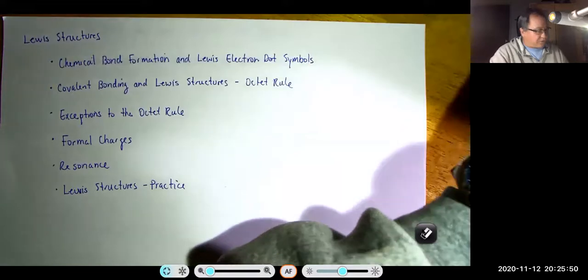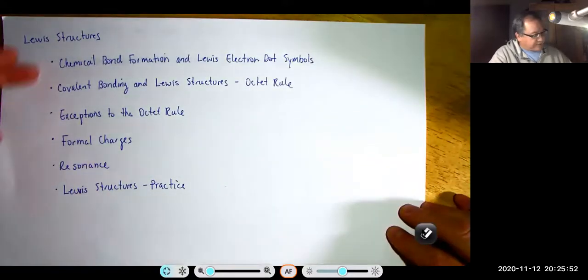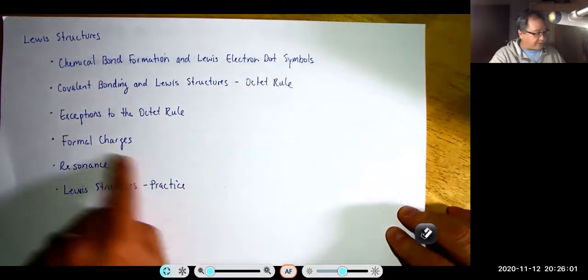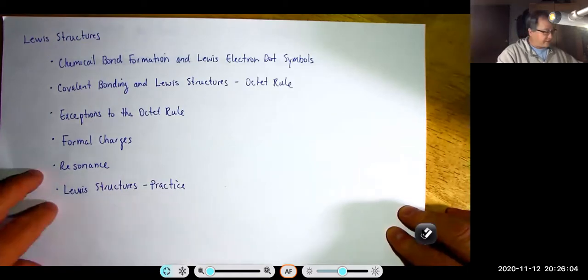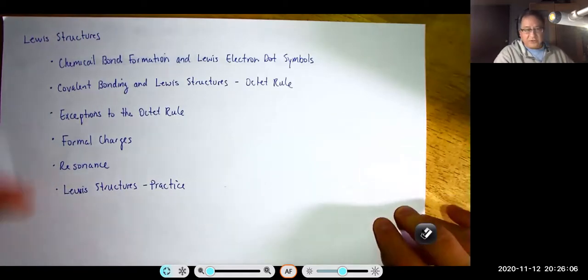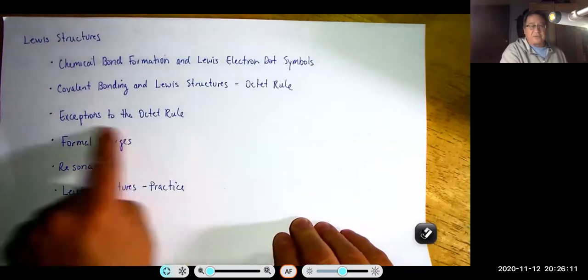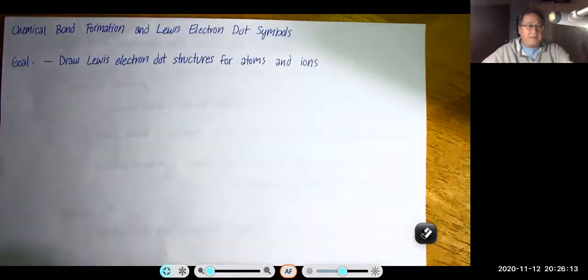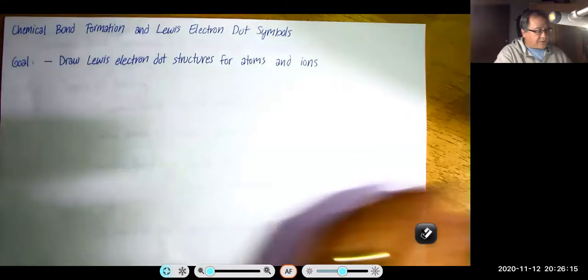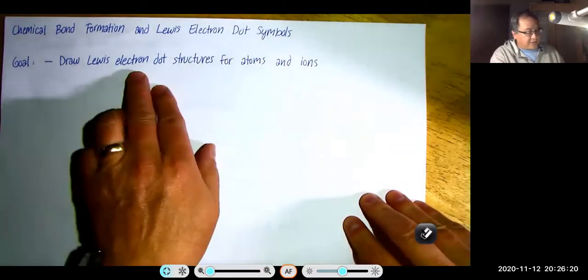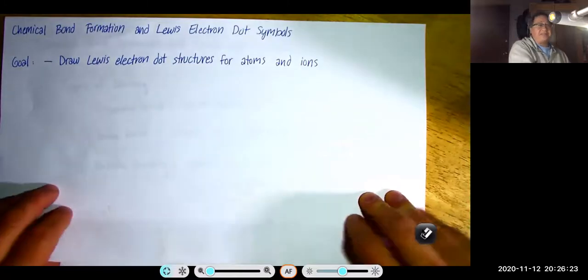For Lewis structures, we're looking at some major sections here. We're going to be looking at chemical bond formation, covalent bonding in Lewis structures, the octet rule, exceptions to the octet rule, formal charges, resonance, and then finally some practice. We'll probably divide this into two major lectures. So let's go ahead and get started, and we'll try to do the first three here. Let's look at chemical bond formation and Lewis electron dot symbols, where we're going to draw electron dot structures for atoms and ions.